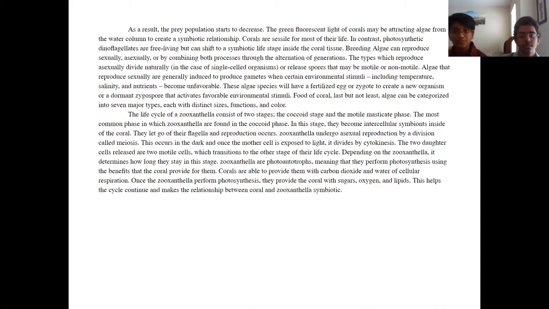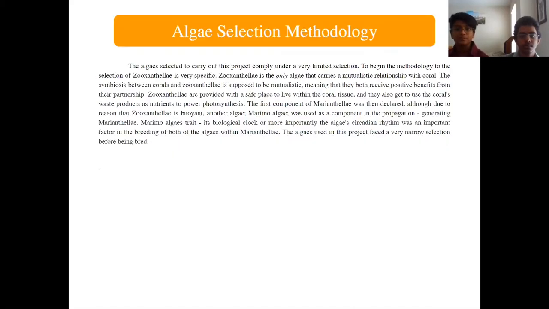Zooxanthella are photoautotrophs, meaning they perform photosynthesis using the benefits that the coral provides for them. Corals are able to provide them with carbon dioxide and water from cellular respiration. When zooxanthella perform photosynthesis, they provide the coral with sugars, oxygen, and lipids. It helps the cycle continue and makes the relationship between coral and zooxanthella symbiotic.